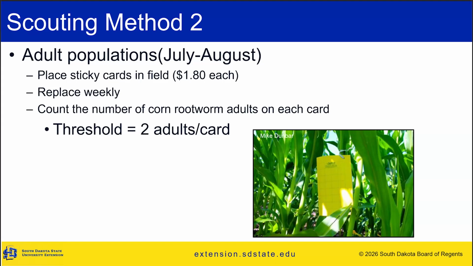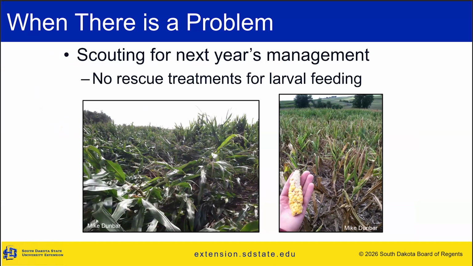And both of these methods, though, are really not going to help you in season. You're scouting for the next year. So if you're doing corn on corn, you're scouting for the next season. If you're on a rotation, you're scouting for the next time corn will be in that field, in addition to if you have fields in close proximity. And so that's a really key thing, though. There are no rescue treatments for larval feeding. So once the seed's in the ground, we better have had our best efforts present to try to reduce the rootworm pressure.